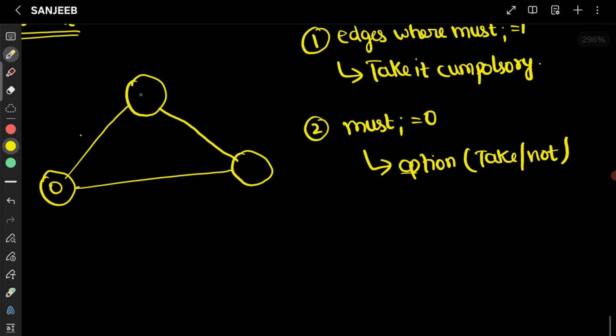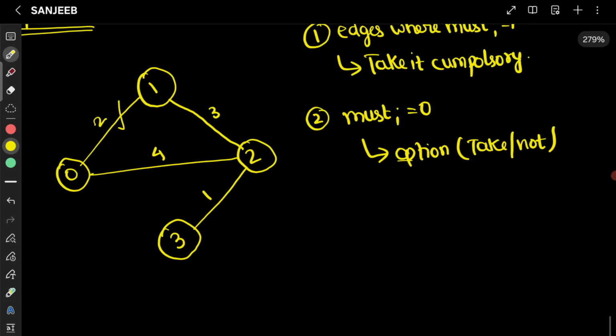Okay, so let's say this is node 0, 1, and this is 2, and let's say this is 3. Let the strengths be 2, 3, 4, and 1. This one is a must edge, and the rest are not must. And we have k equals 1, so we can upgrade any one edge.